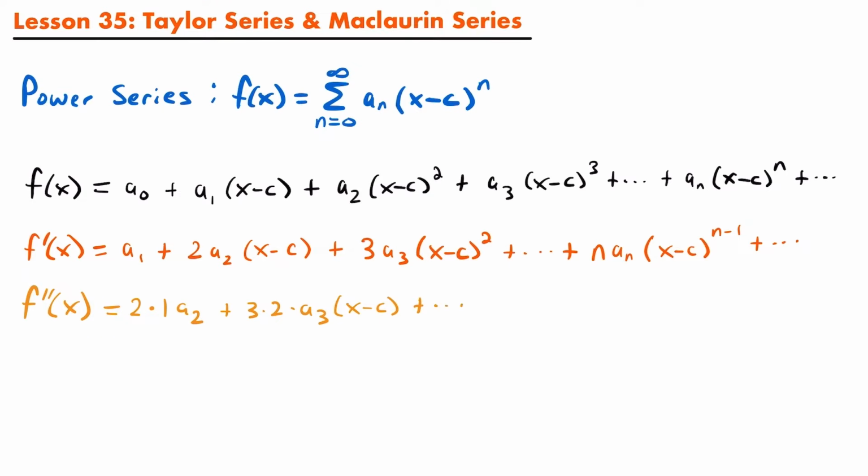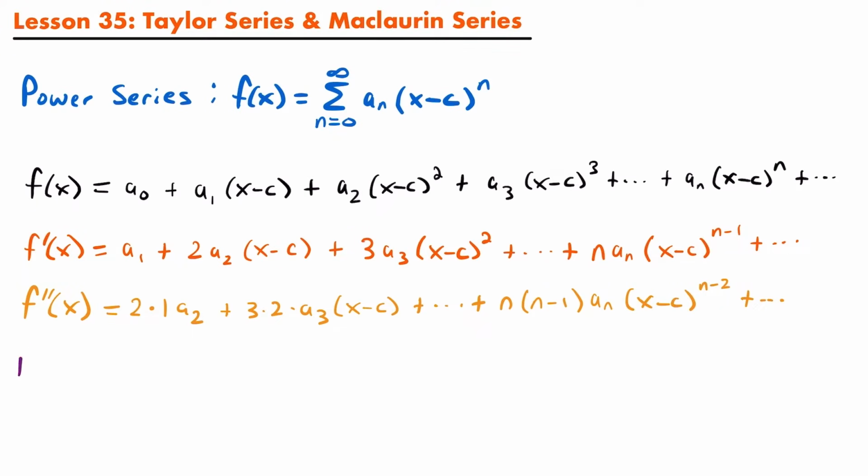Now, if we add up to our nth term, let's take the derivative of this term. We'll multiply this exponent down and subtract 1 from that exponent. And if we do that, we'll have n times n minus 1, and that's still multiplied by a sub n, and then we'll have x minus c to the power of n minus 2. And we'll continue to add terms from there. If we subtract 1 from this exponent, n minus 1 becomes n minus 2. And so now, let's take the derivative one more time.